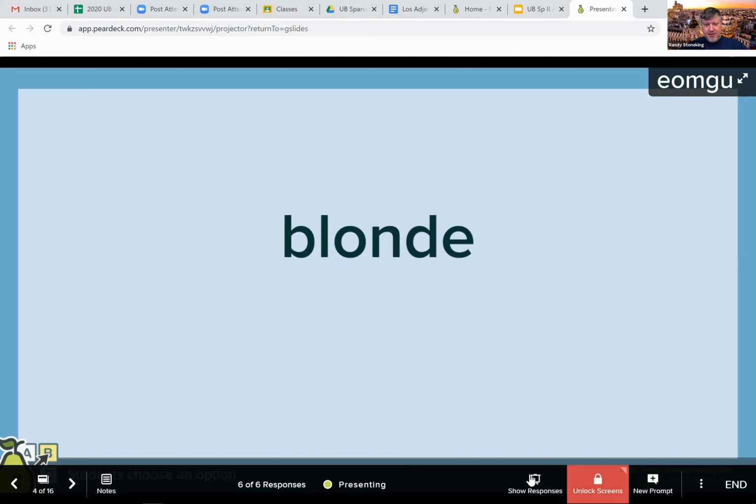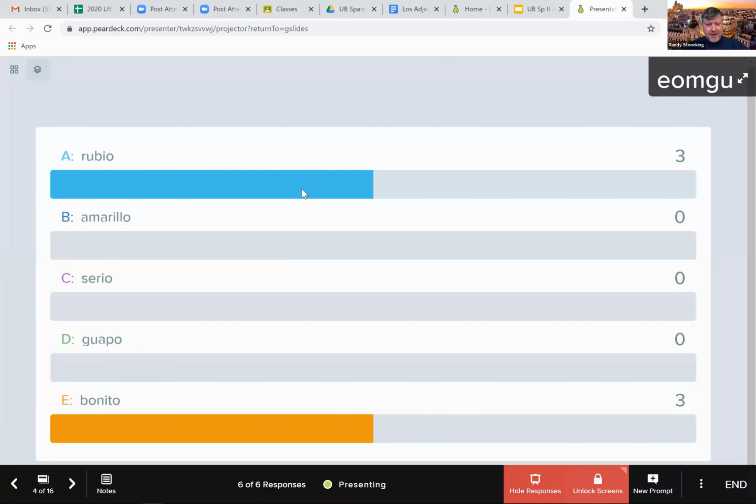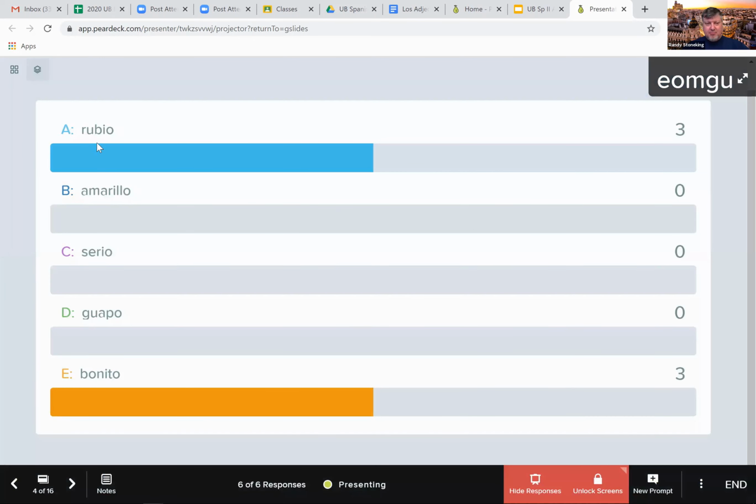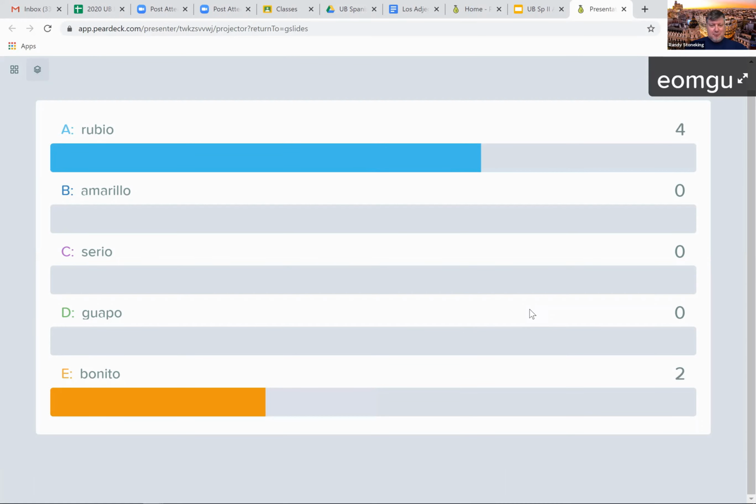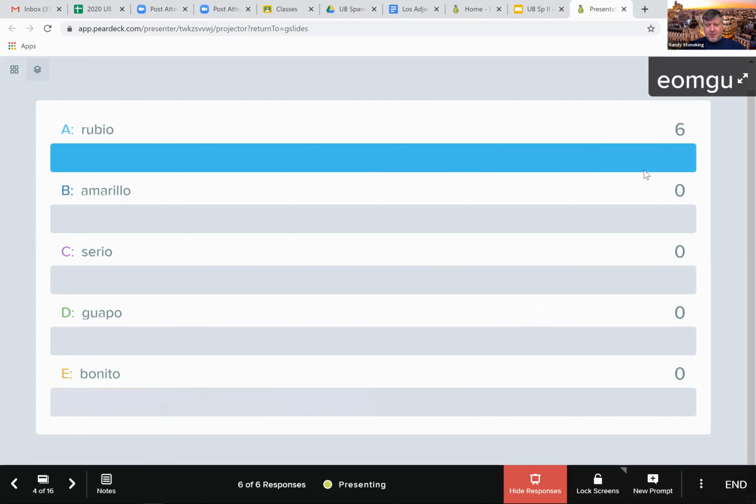All right, so blonde. We got a couple of differences here. One of the two is correct. Is blonde rubio or is it bonito? Let's see if we can make a fix. We're 3 and 3. There we go. Rubio is winning, and that is correct. Blonde is rubio.